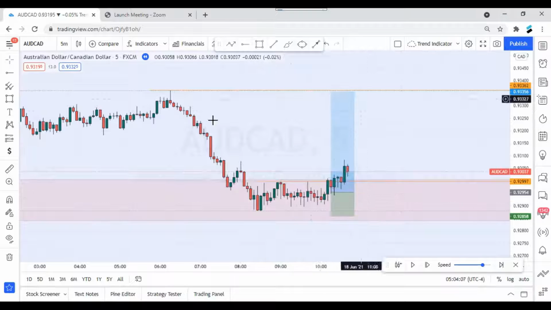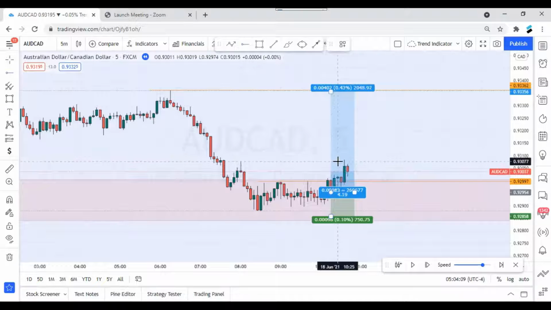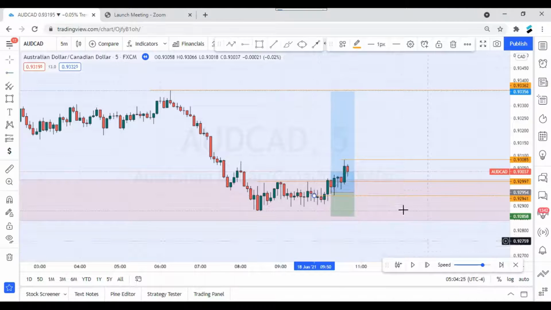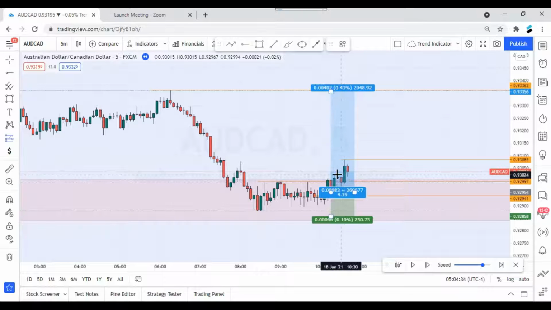So we have a range here. This is the high, I think this is the low, and this is the break, right? So we can always put our buy limit there on the break, on this break.